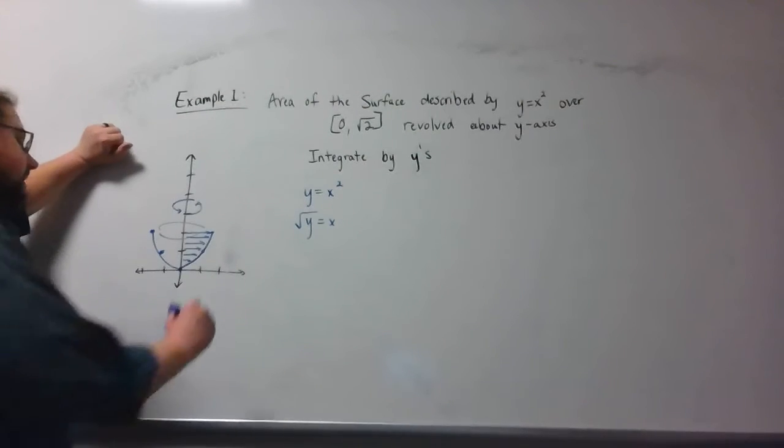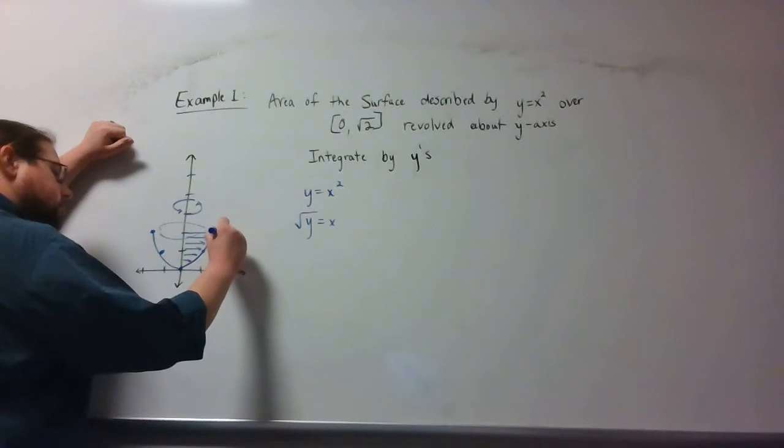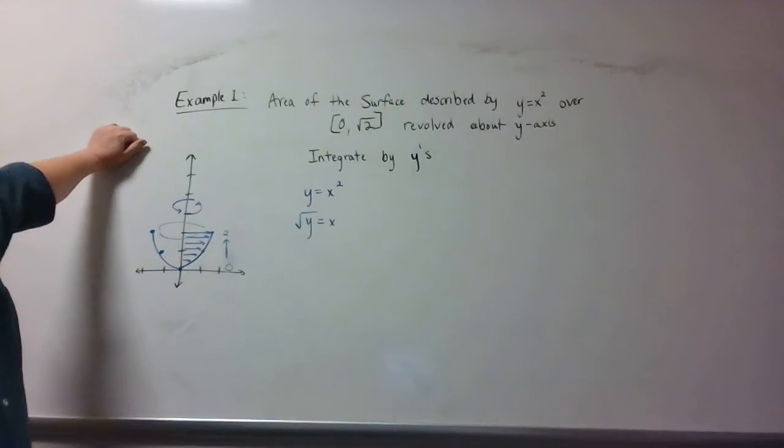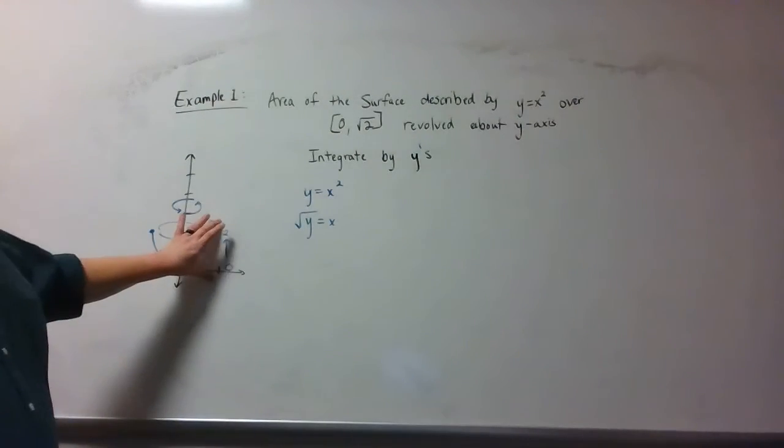Now, other thing I want to make sure I mention, if I'm looking at the y values here, I'm integrating from 0 to 2, not from 0 to the square root of 2. That is a common mistake of people, they still use the x bound when they're integrating for y. So that's an important distinction here.